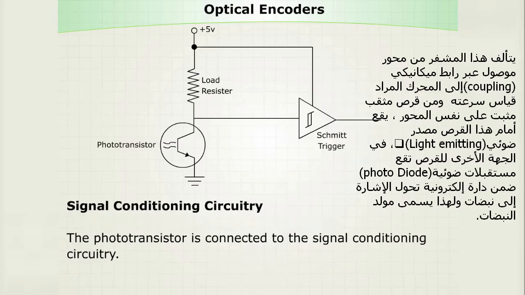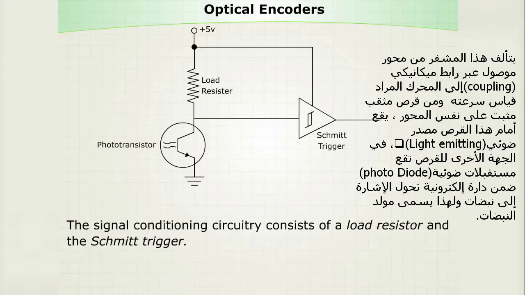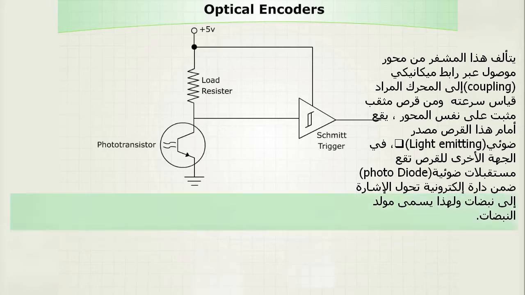The phototransistor is connected to the signal conditioning circuitry. The signal conditioning circuitry consists of a load resistor and the Schmitt trigger. Let's see how the circuitry works as the light is alternately blocked and passed to the transistor.